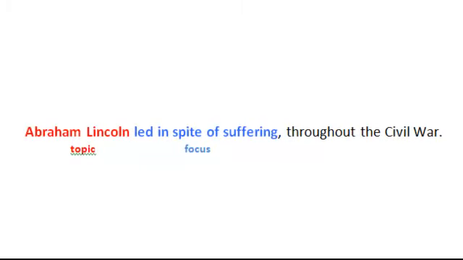"Abraham Lincoln led in spite of suffering throughout the Civil War." Though we have our topic, Abraham Lincoln, and we have an assertion that he led in spite of suffering, it's hard to really argue with the fact that he led, and it's hard to argue with the fact that he suffered through the Civil War. How could we make this a more arguable assertion?